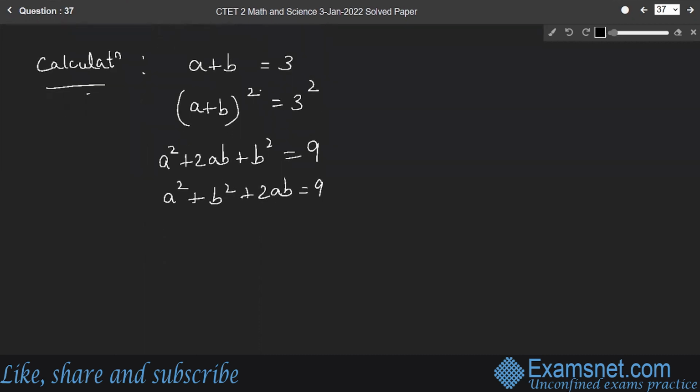What is a square plus b square? Given that it is 89. So 89 plus 2ab is equal to 9, right? So 2ab is equal to minus 80. Therefore, ab is equal to minus 40.